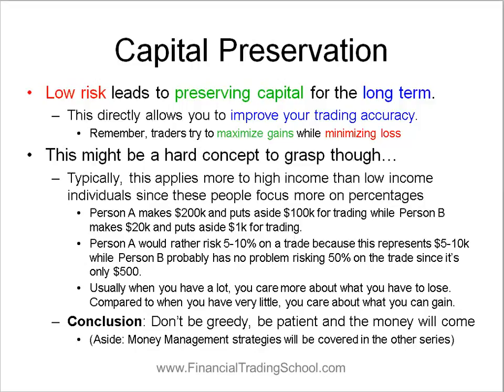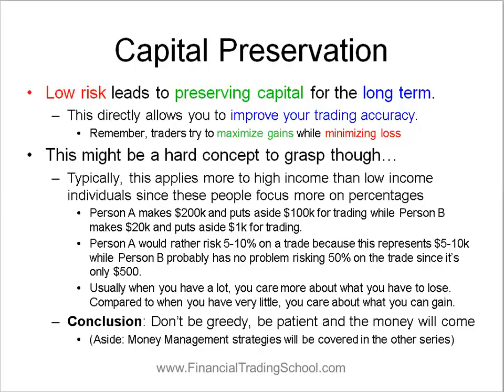Person A would rather risk 5 to 10% on a trade because this represents $5,000 to $10,000, while person B probably has no problem risking 50% on a trade since it's only $500. Now you could probably argue that the risk amount is the same ratio for both persons, so person A would have 5,000 relative to 200,000, which represents 2.5%, and person B has $500 relative to $20,000, which is also 2.5%, but this isn't the case because of the different income classes.